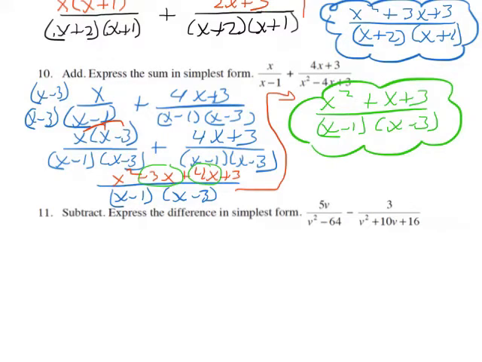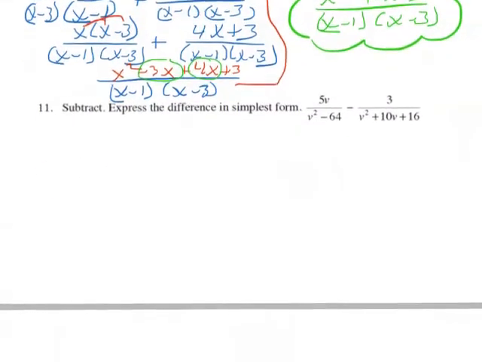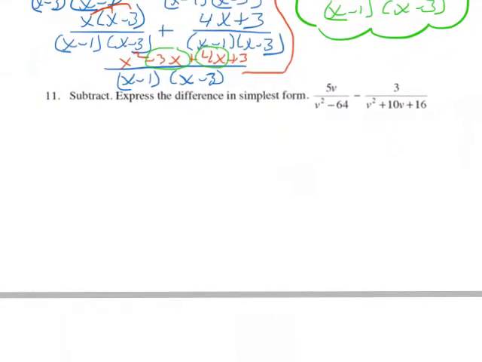For problem number 11, let's look here at problem number 11. This time I'm subtracting. So as I subtract, the first thing I need to do is see if I can factor this. No. Can I factor this? Yes. I have b squared minus 4. What does that look like? Well, I have a perfect square here, a perfect square there, and that's a difference sign. So that's a difference of two perfect squares. Up here, nope, can't factor that. This here, I have a trinomial. Is there a greatest common factor? No. Are there factors of 16 that give me 10?